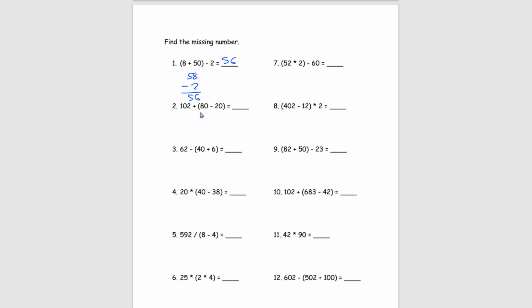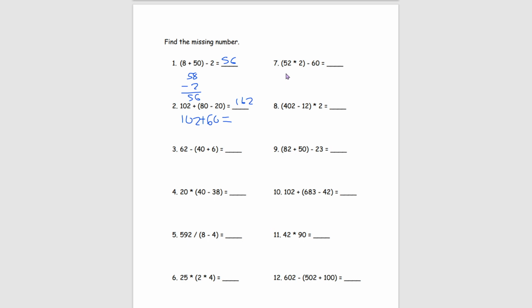For number 2, we do the same thing. We have 80 minus 20 first, which gets us 60. And we're adding 102. So we add these two together, and we get 162. Moving on to the other side, for number 7, we have 52 times 2 minus 60.